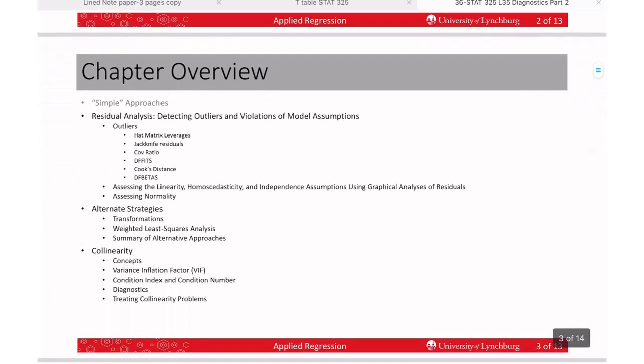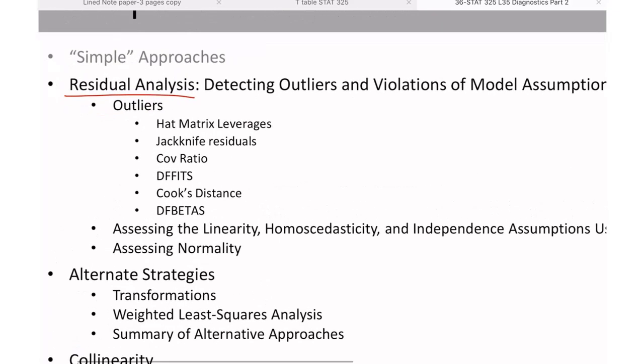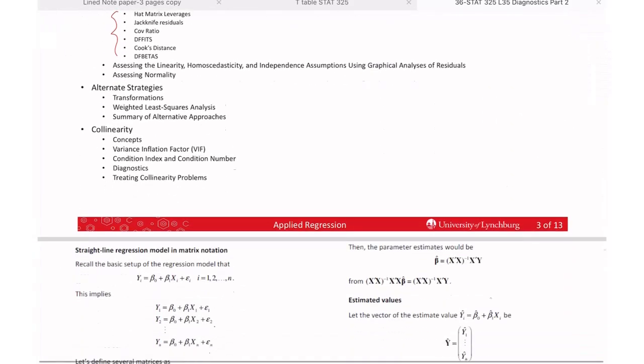So we're going to talk about residual analysis, and we have several methods of detecting outliers that we're going to discuss. So let's get started.